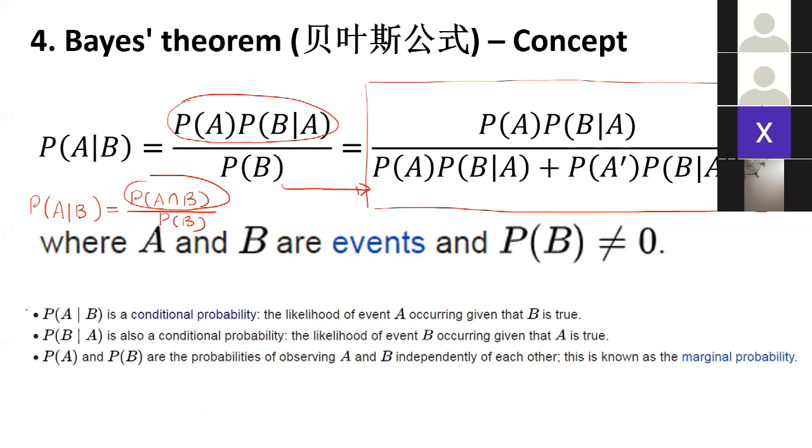Of course, there are some conditions when you use this formula. First of all, A and B are events, and probability of B is not 0 because probability of B is the denominator. Denominator cannot be 0. And also, the probability of A given B is a conditional probability, the likelihood of event A occurring given that B is true. This is by definition, right? Next, the probability of B given A is also a conditional probability. That means the likelihood of event B occurring given that A is true. Okay, next, the probability of A and the probability of B are the probabilities of observing A and B independently of each other. This is known as marginal probability. Okay. First of all, let's write this down on your notebook, and next we'll see some concrete examples.